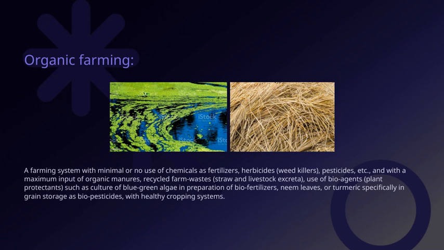A key aspect of organic farming is the use of bioagents. These are natural plant protectants. For example, farmers might cultivate blue-green algae to produce biofertilizers or use neem leaves and turmeric as natural biopesticides. These methods help protect crops and store grains without relying on harmful chemicals. Overall, organic farming promotes healthy cropping systems that work in harmony with nature, supporting sustainable agriculture and environmental health. This approach aligns with our broader goal of promoting sustainable and eco-friendly farming practices.